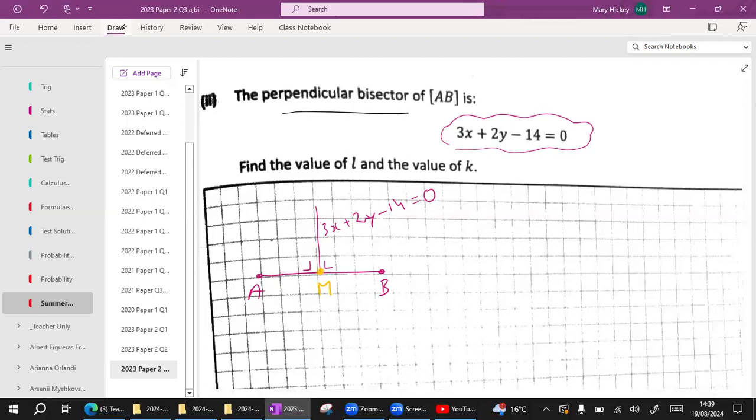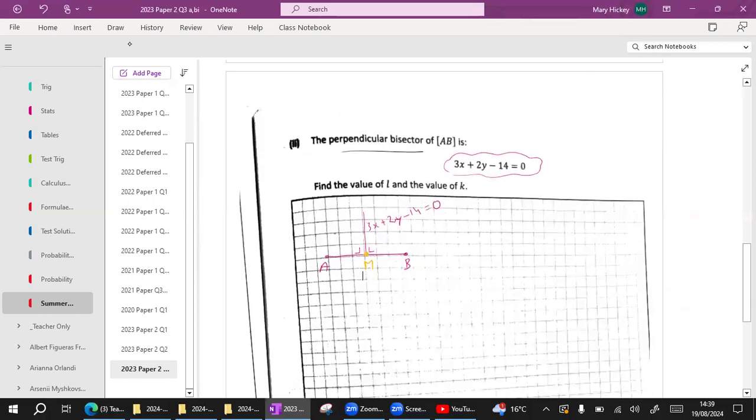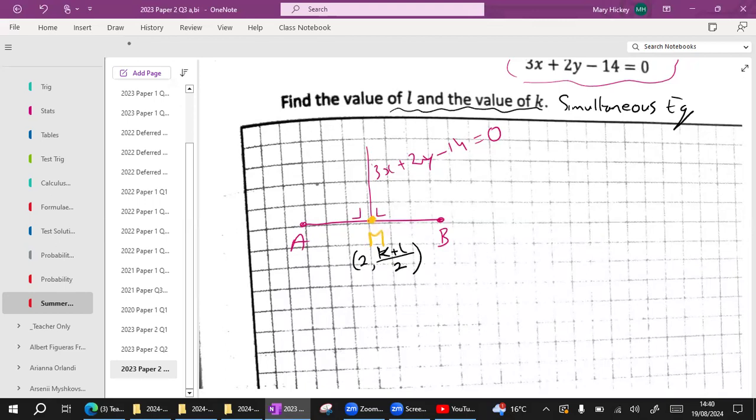Now, the midpoint is the one that we just proved in the last section. So we'll just write it down here again. We're told it's (K plus L) all over 2. Okay, so we want to find the value of L and K. Now, because there are two things we're looking for, in my head straight away, I'm thinking simultaneous equations. In an exam, it's kind of like decoding the exam. If there are two unknowns, then the chances are it's simultaneous equations.